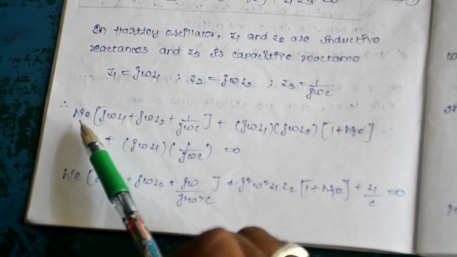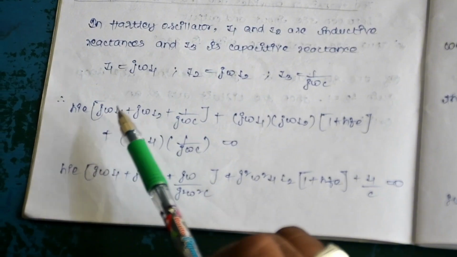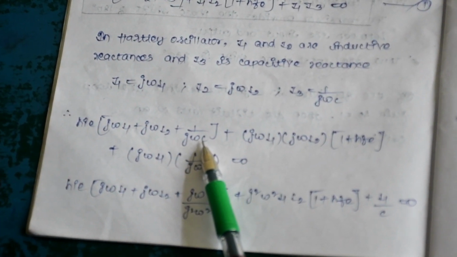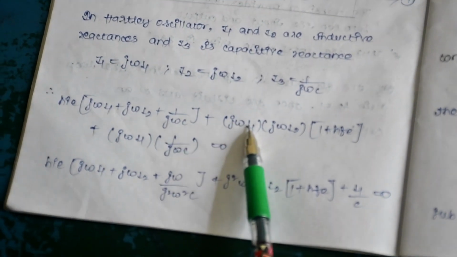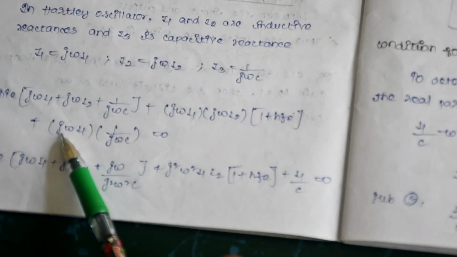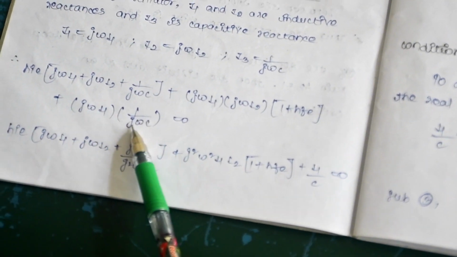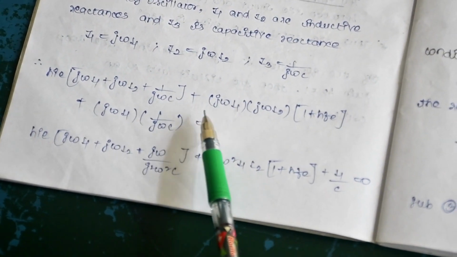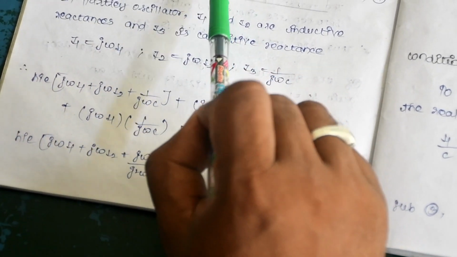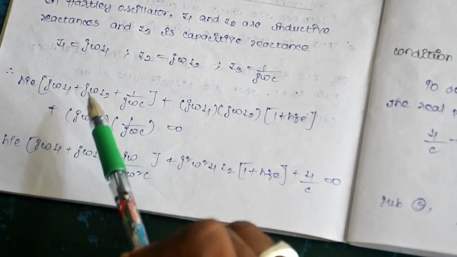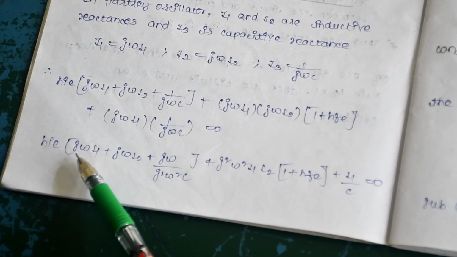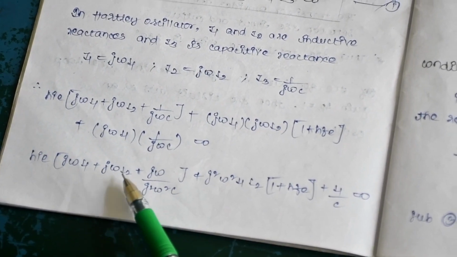So we have HIE (J omega L1 plus J omega L2 plus 1 divided by J omega C) plus J omega L1 J omega L2 into (1 plus HFE) plus J omega L1 into 1 divided by J omega C, which is equal to 0. So we can substitute Z1, Z2, Z3 in the above equation 1. Then we can get this equation. After that we can simplify: HIE, which is equal to J omega L1 J omega L2.